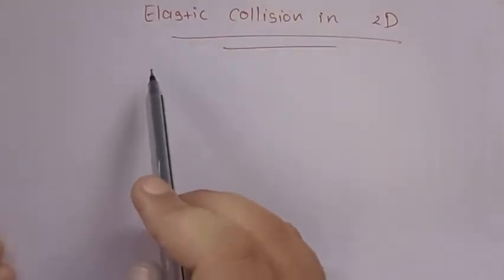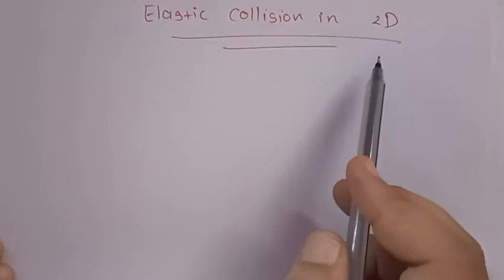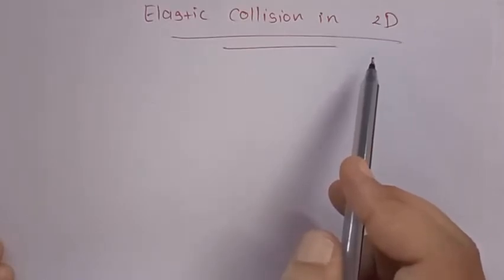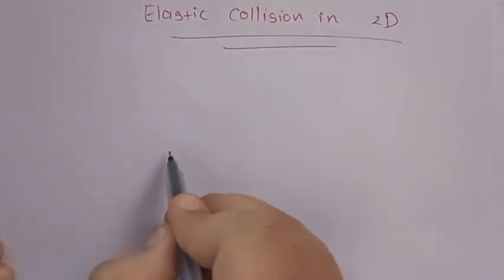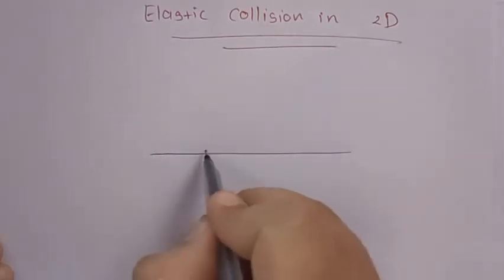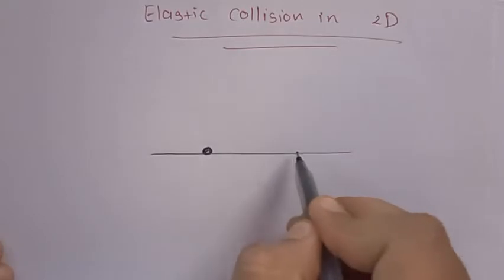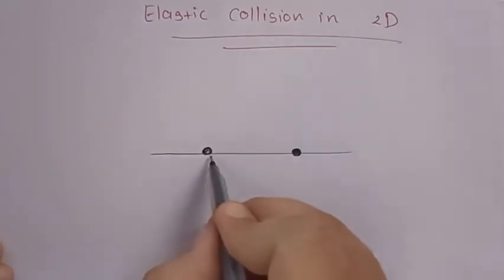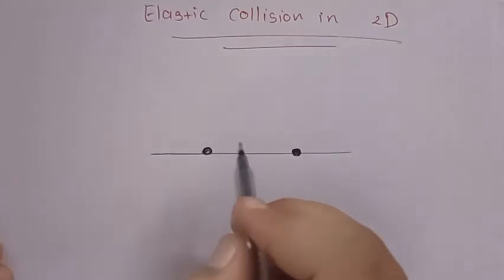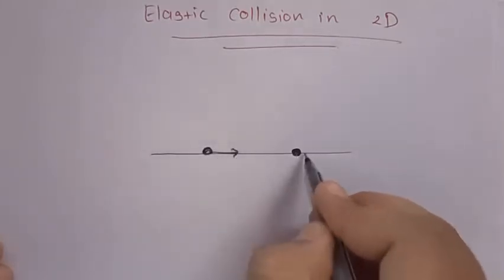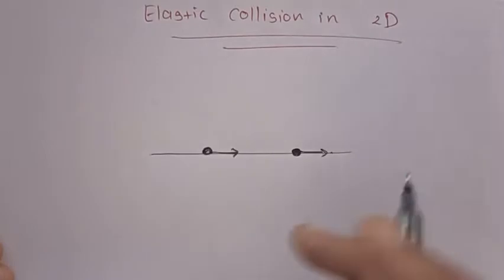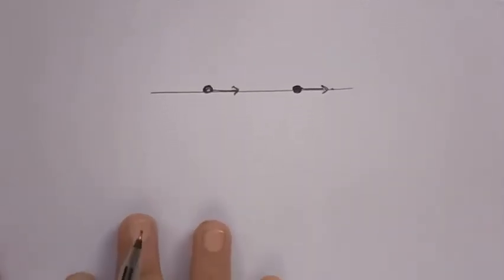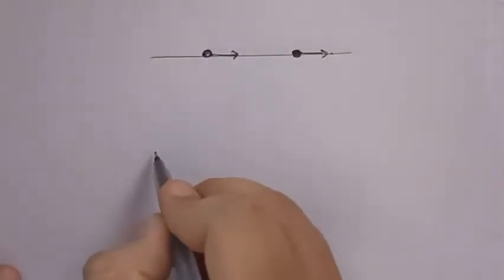Now let us see elastic collision in 2D, that is elastic collision in two dimensions. In this case, it is not necessary that the two colliding objects should move along the same line, as was the case in one dimension. In the case of one dimension, two bodies were moving along the same line, but in the case of two dimensions, it is not necessary.